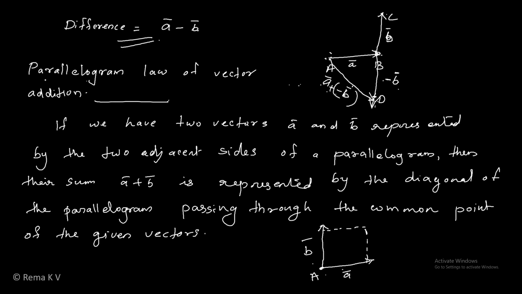Now, by parallelogram law of vector addition, the sum of these two vectors A and B is the diagonal which is passing through the common point. The common point of the vectors is A, so the diagonal is AC, and this is represented by A plus B. This is the parallelogram law of vector addition.